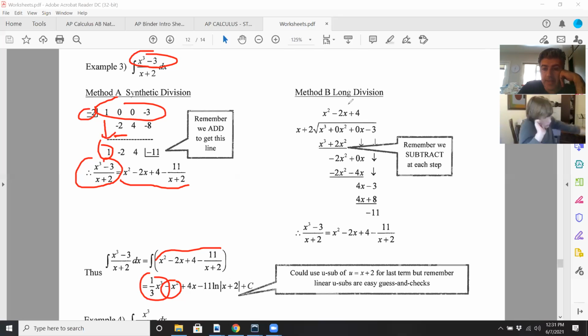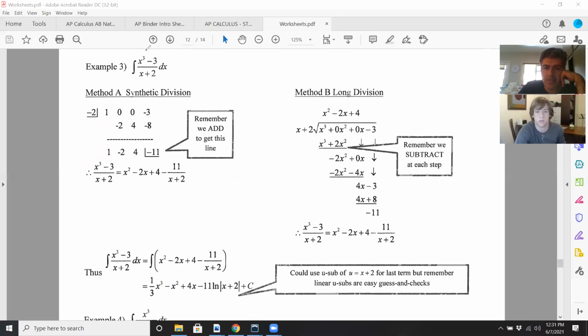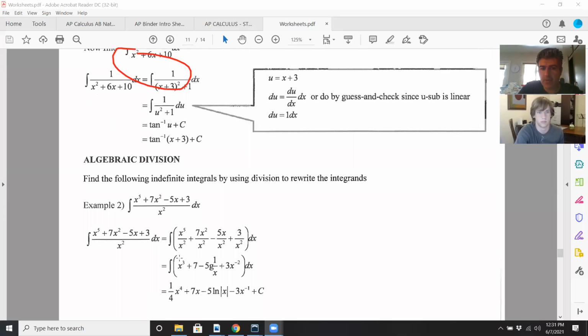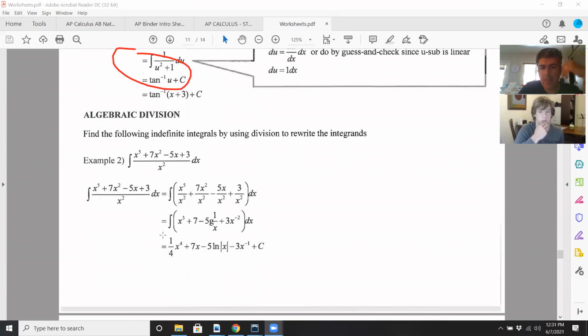Or you do long division if you like. It's up to you. But what you've done is you essentially are transforming the expression so it's easier to integrate. That's what you do. Just like we did over here, just like we did over here.